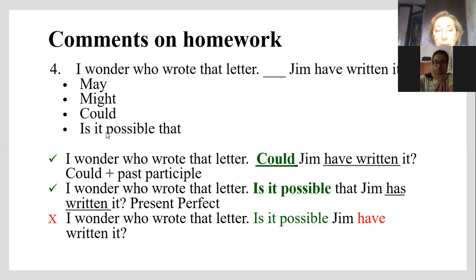And if we use it is possible, some of the students have chosen this option. It should be: it is possible that Jim has written it. And here has written is the present perfect tense. If it is the present perfect tense and we speak about Jim, we should use the auxiliary has, not have. That is why the option it is possible Jim have written it is incorrect. It should be has. So we should use could in this sentence.